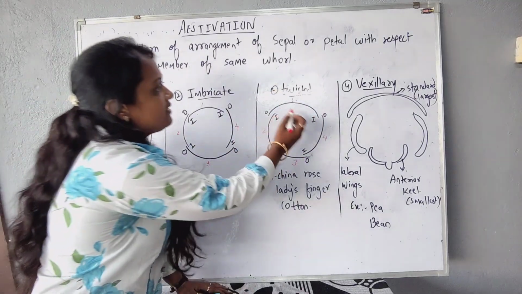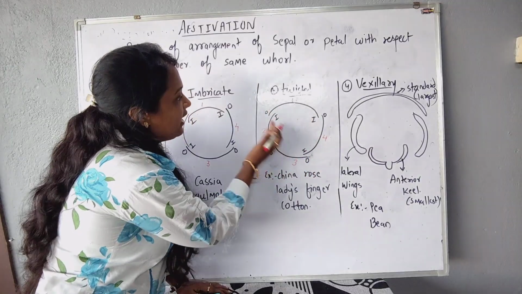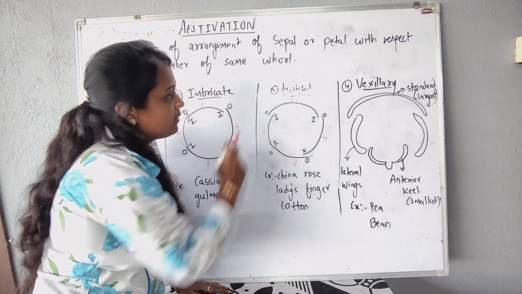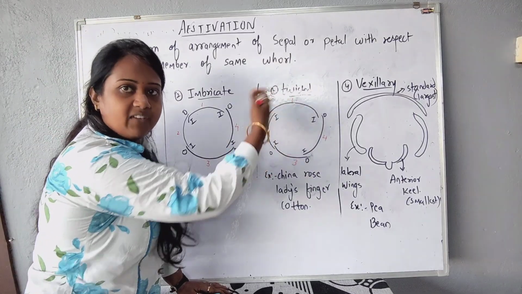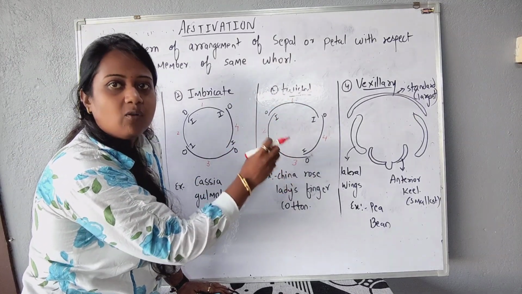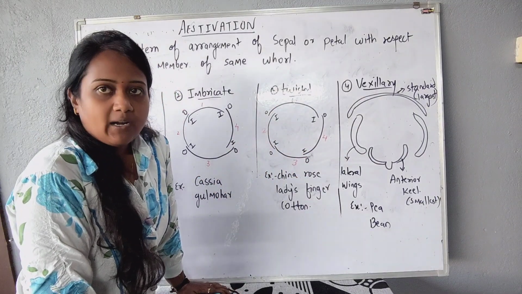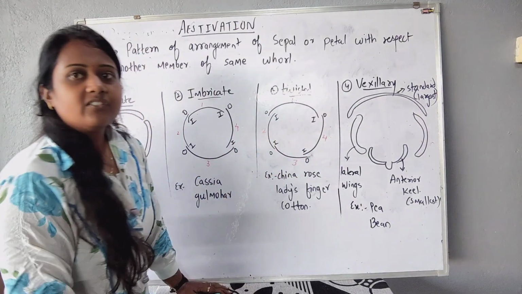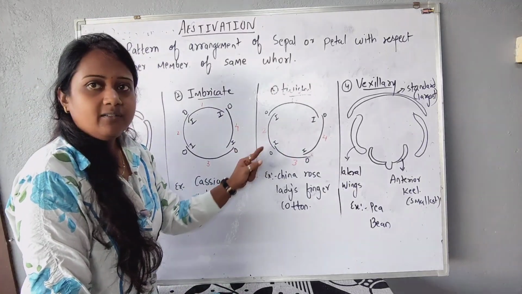You will see that the right margins of all the members are on the inner side and the left margins of all the members are on the outer side. So here we can see that there is a fixed direction, either clockwise or anti-clockwise. In a fixed pattern, the margins are being overlapped. Such type of aestivation is called twisted aestivation.